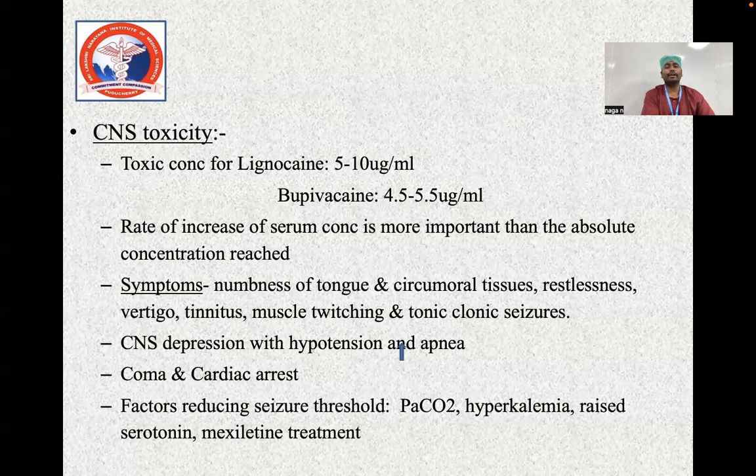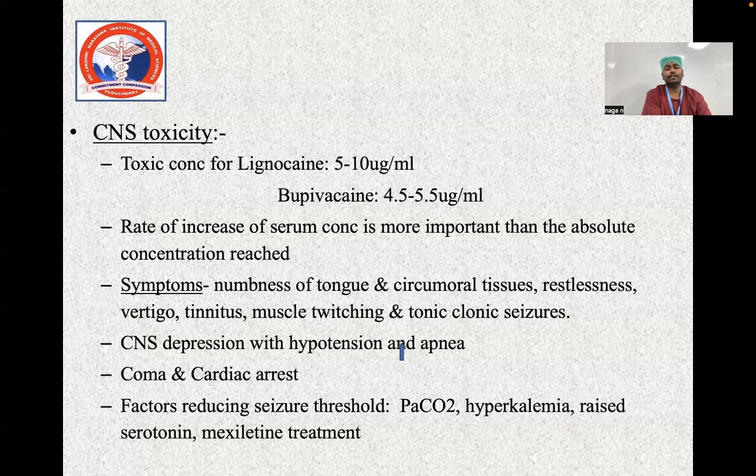The CNS toxic concentration for lignocaine is 5 to 10 microgram per ml, bupivacaine 4.5 to 5.5 microgram per ml. The rate of increase of serum concentration is more important than the absolute concentration reached. Symptoms of CNS toxicity are numbness of tongue, circumoral tissues, restlessness, vertigo, tinnitus, muscle twitching, and tonic-clonic seizures. CNS depression with hypotension and apnea can lead to coma and arrest.